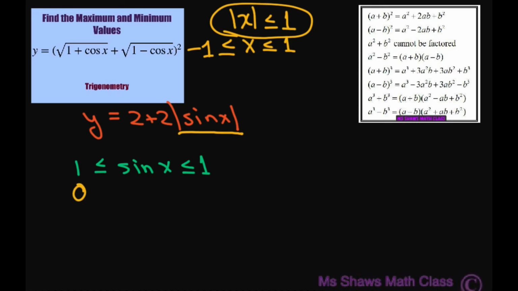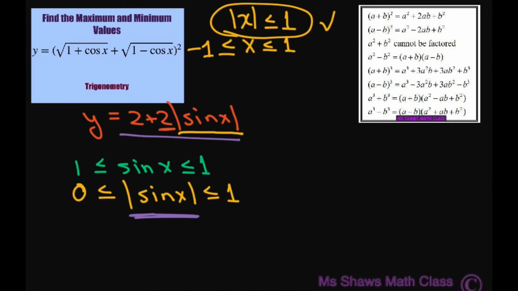So this means 0 is less than or equal to absolute value of sine of x, and then write my 1 here. Same thing as this, but I just put that 0 there. Now what do we need? We need a 2. So multiply everything through. We're trying to get this inner part to equal this. So let's multiply everything through by 2. That's going to give me 0 is less than or equal to absolute value of sine of x times 2, is less than or equal to 2.